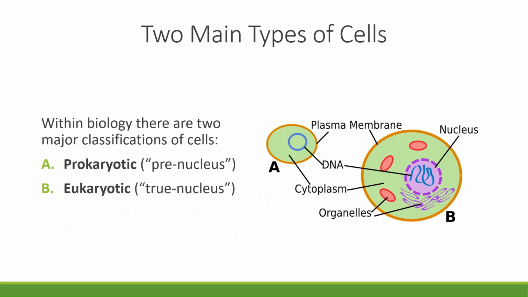The terms prokaryotic and eukaryotic reflect this distinction. Pro means before and eu means true, referring to the presence or absence of a nucleus. Microbial cells can belong to either category, while viruses are neither prokaryotic nor eukaryotic and are not considered cells. We'll explore viruses later in the course.